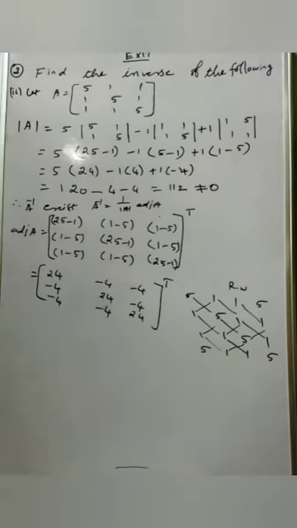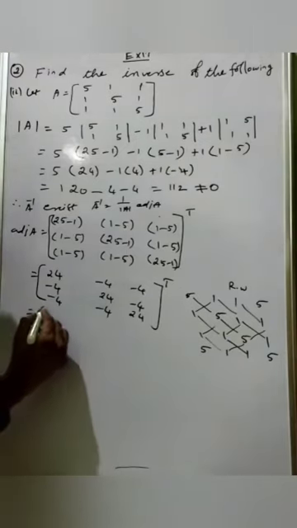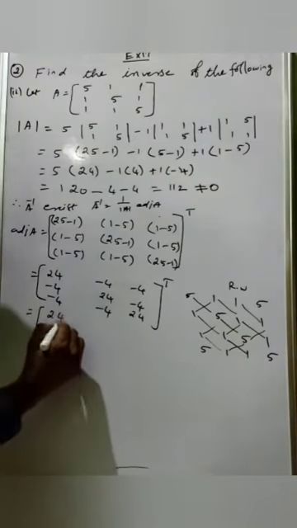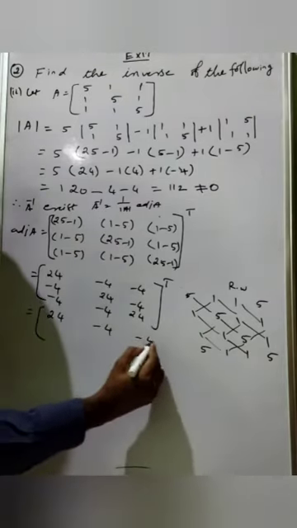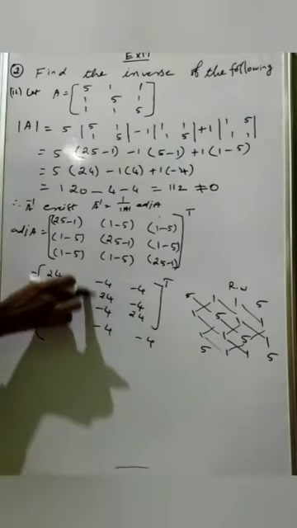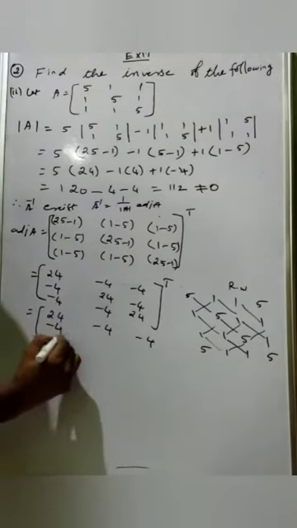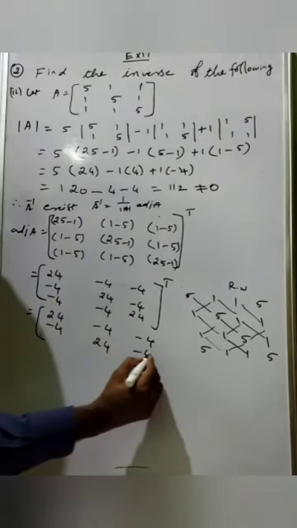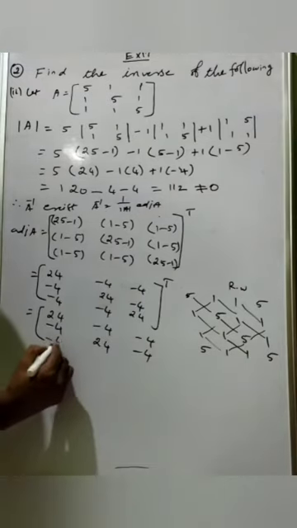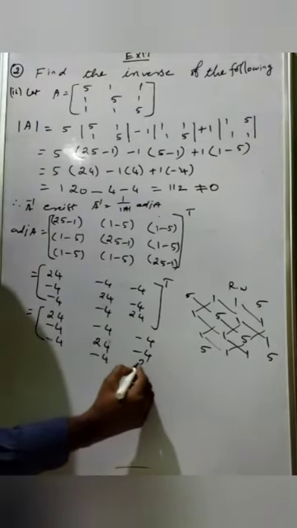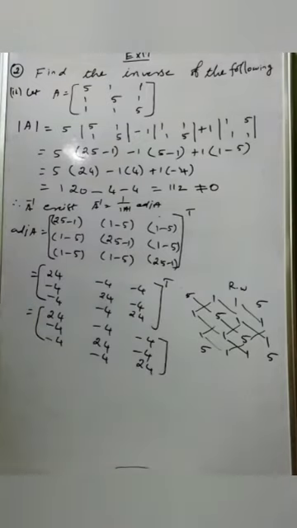It is adjoint A. It is given by the transpose. So we interchange rows into columns. For that, first column becomes first row. Then second column becomes second row. Then third column becomes third row. Okay, adjoint A.